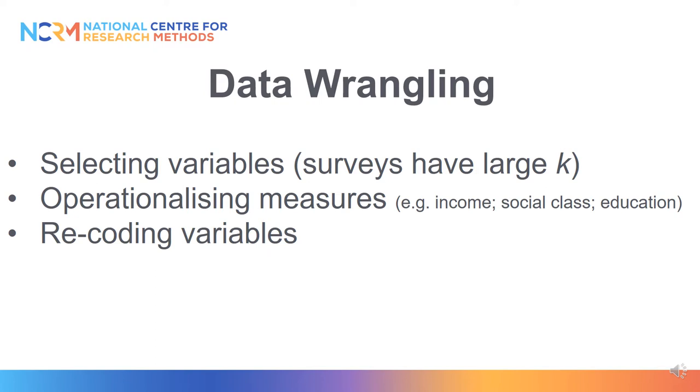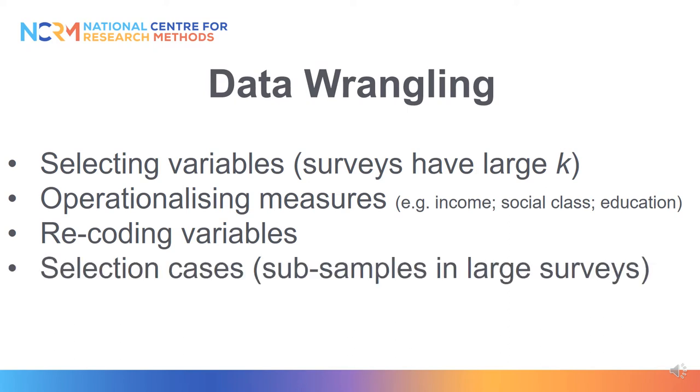We'll need to recode variables to get them into the specific format we need for the data analysis that we're going to undertake. We'll need to often select cases. So surveys tend to be large in general. We may be only interested in a subset of cases, for example, just married couples or just households with people from certain ethnic minority backgrounds and so on. And inevitably, any data set will have missing data, missing information, and we'll need to think hard and work out how we're going to deal with that information.